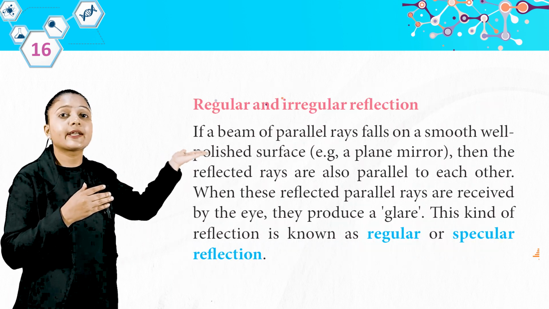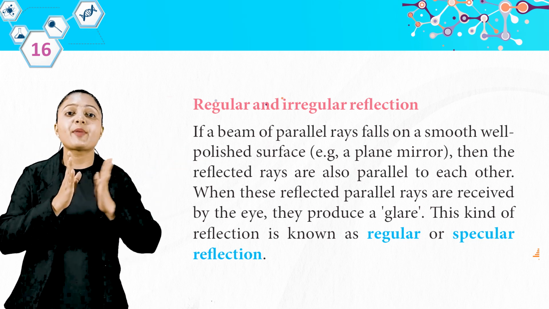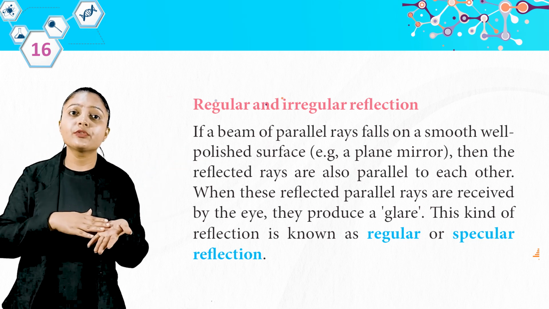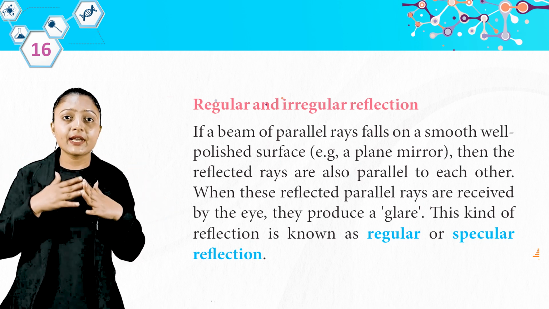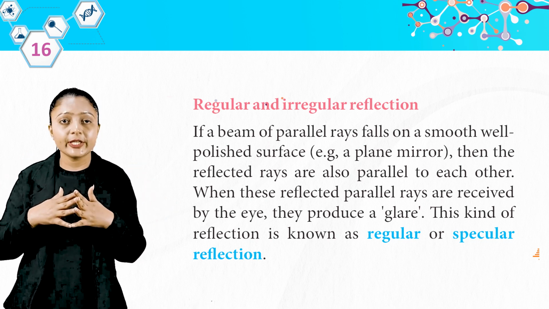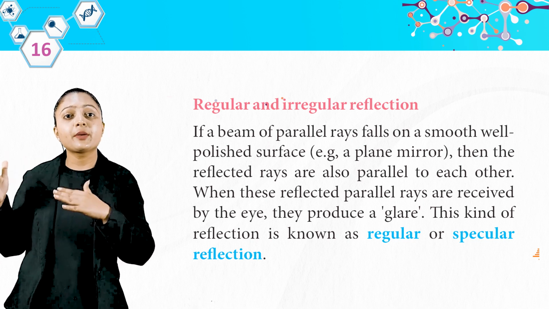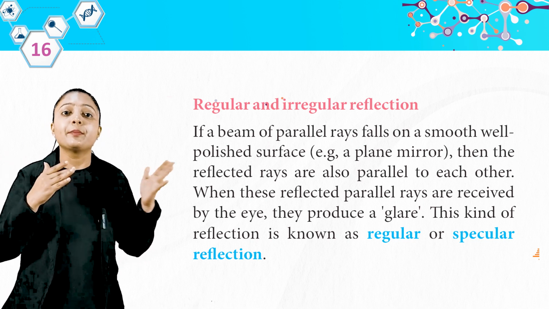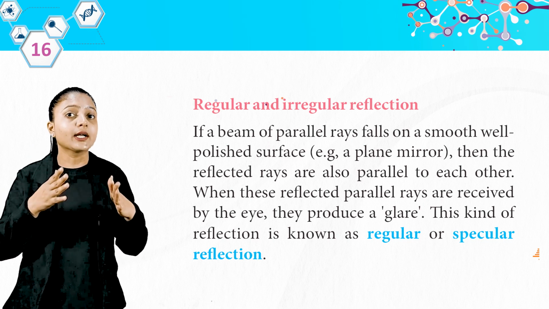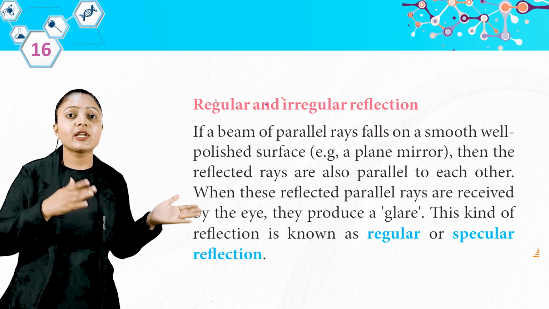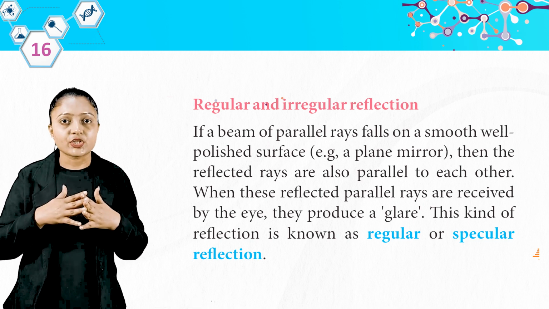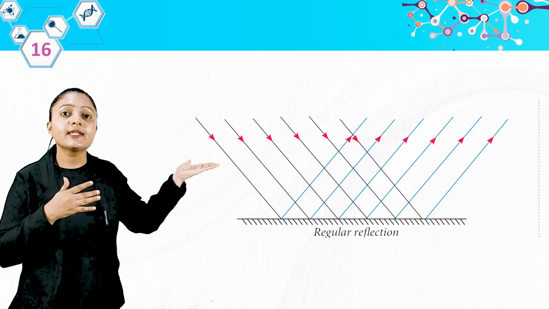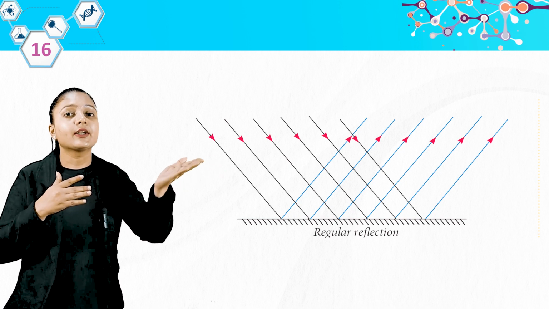Regular and irregular reflection. If a beam of parallel rays falls on a smooth, well-polished surface, for example a plane mirror, then the reflected rays are also parallel to each other. When these reflected parallel rays are received by the eye, they produce a glare. This kind of reflection is known as regular or specular reflection. Look at this mirror. This is regular reflection.